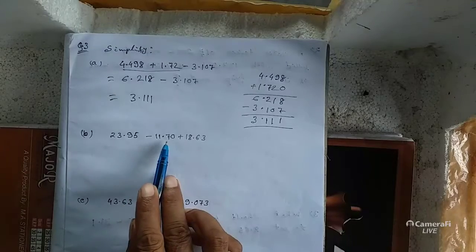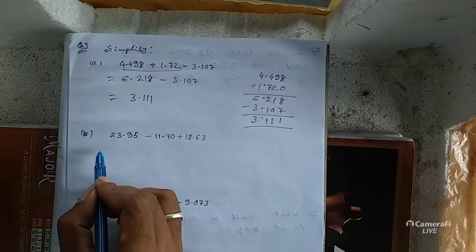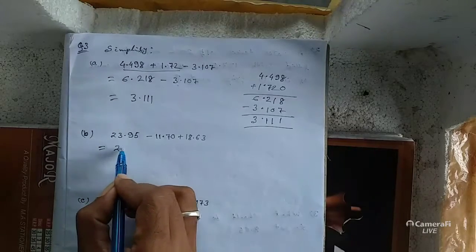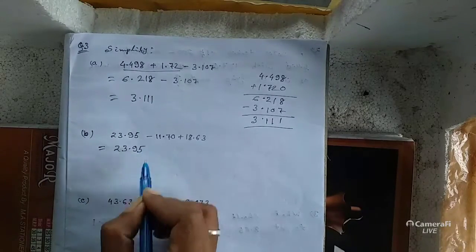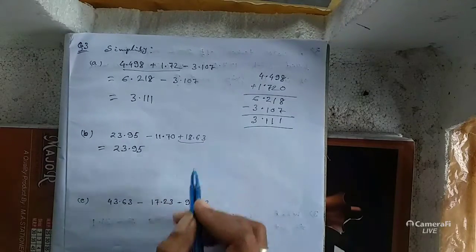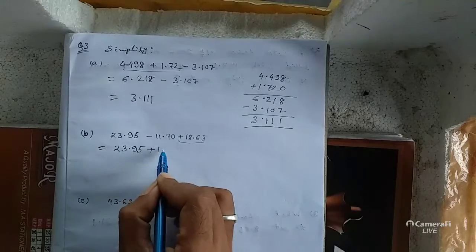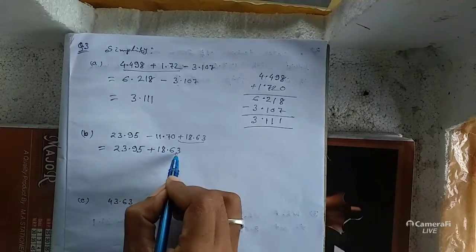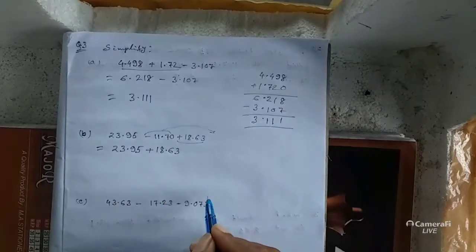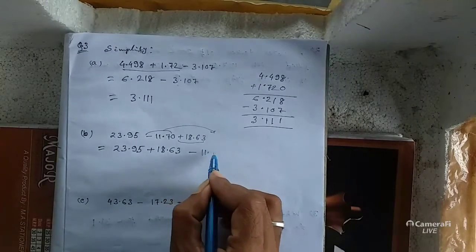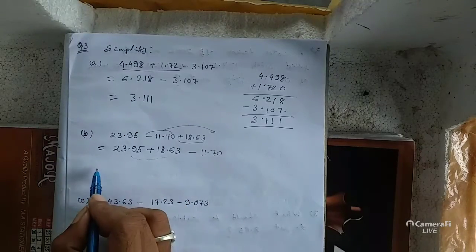23.95 minus 11.70 plus 18.63. Here we have to first arrange. First addition. The first number will remain in its place. Now this addition of 18.63 will come first here, and then this subtraction goes at the last, minus 11.70. First add between these two numbers.